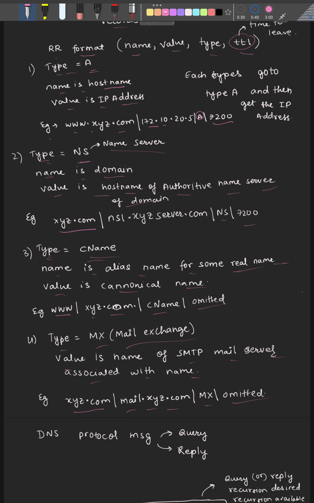And one of the most important things is that each of these types, NS, CNAME or MX, has to go to type A and only then gets the IP address. Before that, it cannot get the IP address on its own.